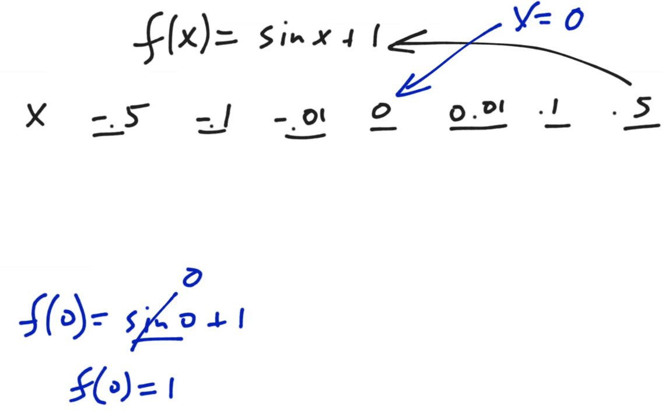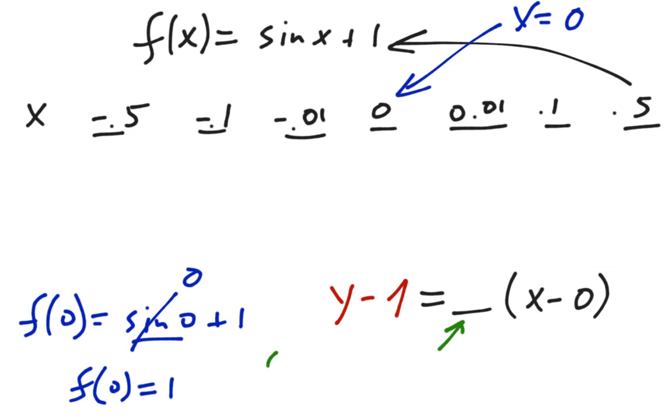Alright, let's write our tangent line equation. We'll have y minus the y value, which we just decided was 1, equals the slope. Alright, we'll leave it blank for now. And then x minus the x value is 0. Let's fill in the slope. So I say slope, you think, ha, derivative, yay. So we find f prime of x. F prime of x equals cosine of x, because the derivative of sine is cosine, and the derivative of a constant that is added or subtracted is 0. So we get cosine of x.